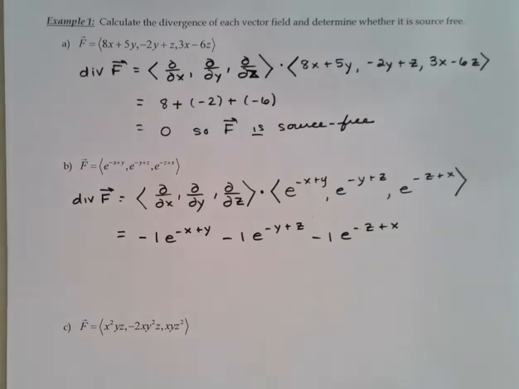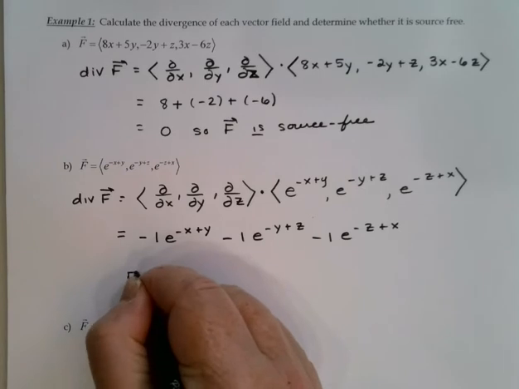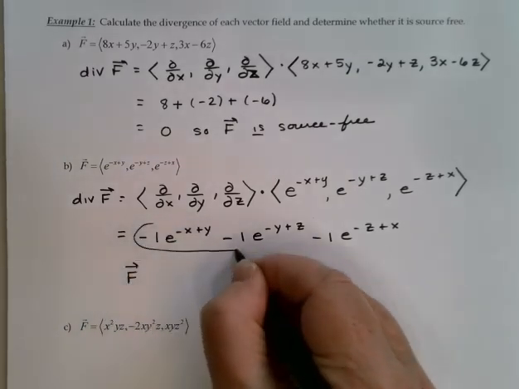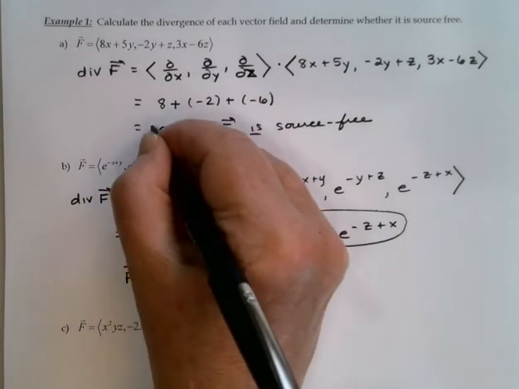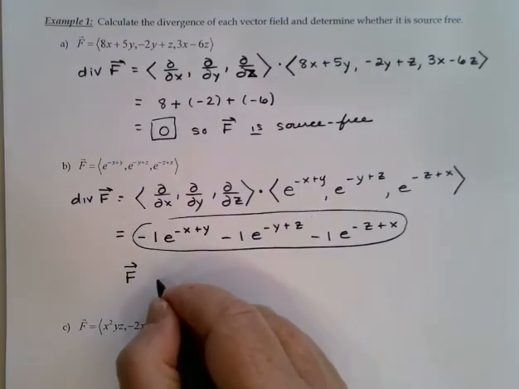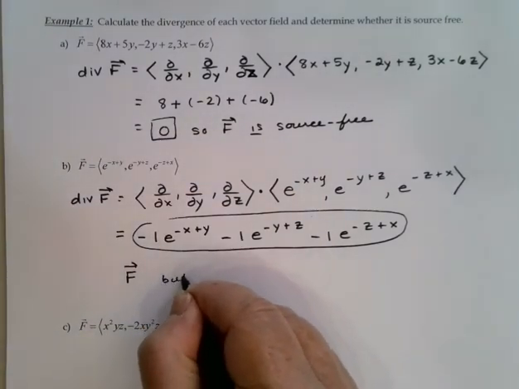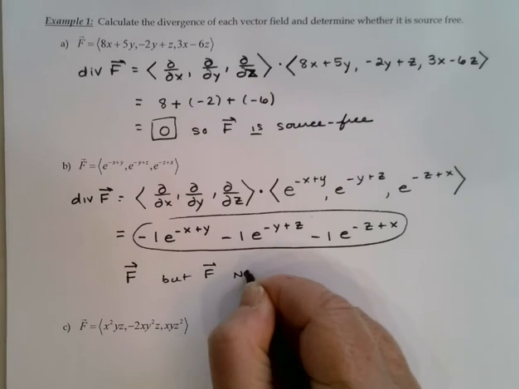That's not uniquely equal to 0. And I'm going to have to say that's the divergence. So I do have a divergence, just like the divergence here was 0. But f is not source-free.